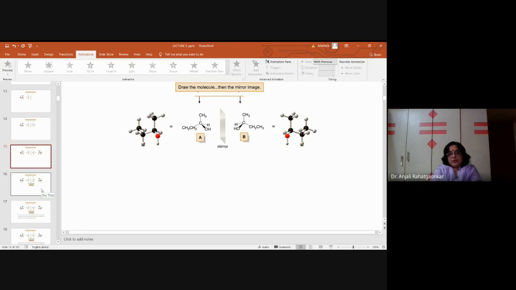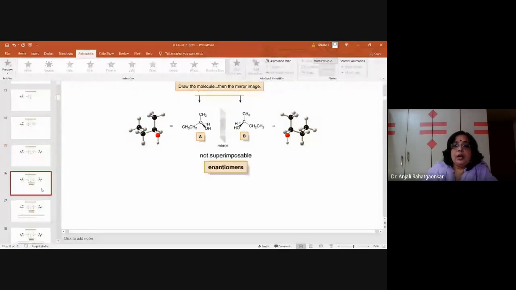Are they enantiomers? Yes. They are enantiomers because if you see that they are non-superimposable. What is the definition of enantiomer? Enantiomers, they are mirror images of each other, and they are non-superimposable. Because no symmetry elements are working over here, they are non-superimposable. So the answer is correct, they are enantiomers because the mirror images are not superimposable.